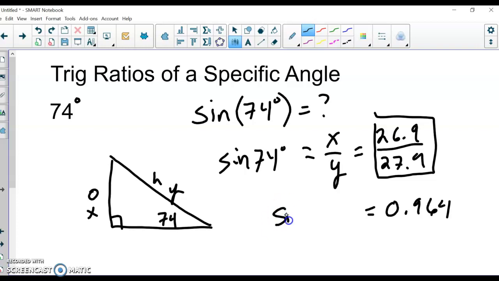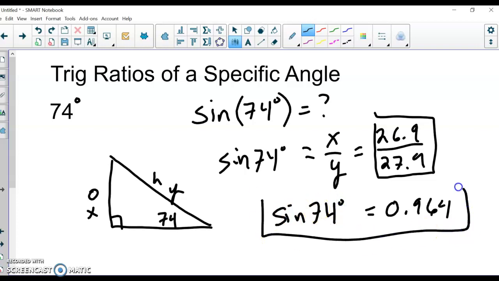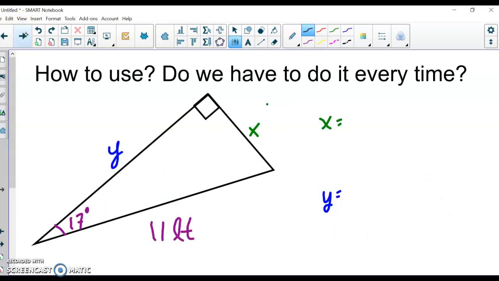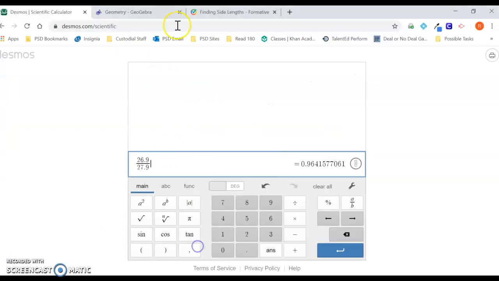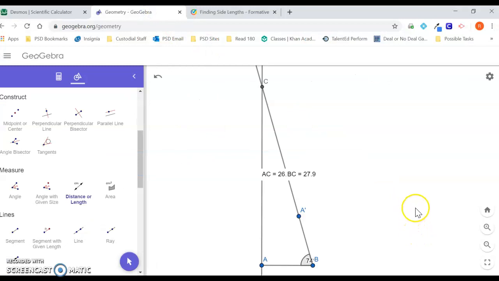We're now looking at the idea that the sine of 74 degrees is equal to 0.964. So the ratio between the opposite side of 74 degrees and the hypotenuse of any right triangle is going to be that. So now we've got to ask ourselves, how do we use that? Do we have to go and create this triangle every time? We can. That's a lot of work.